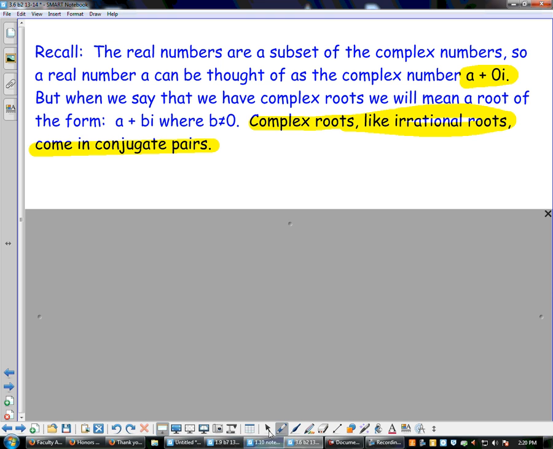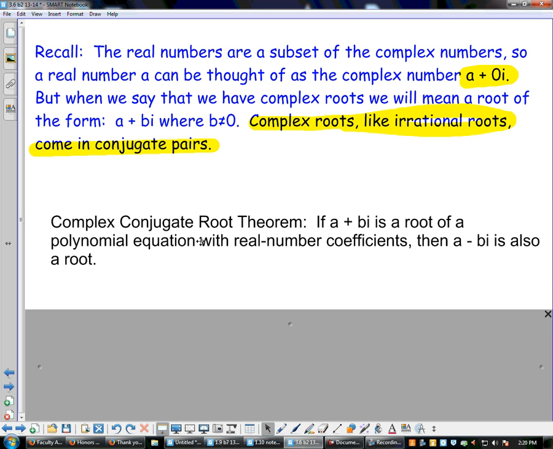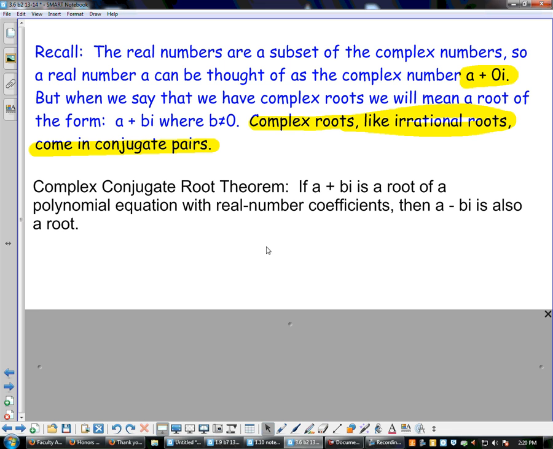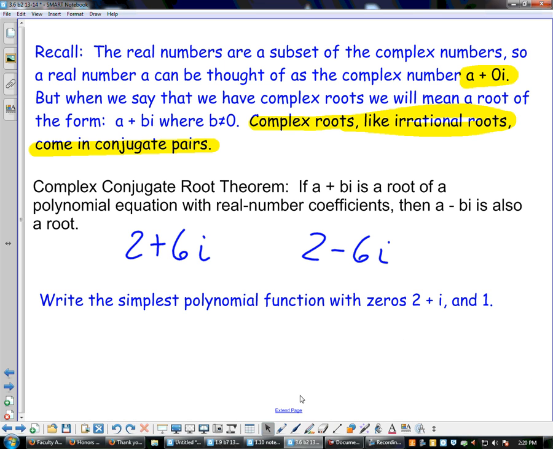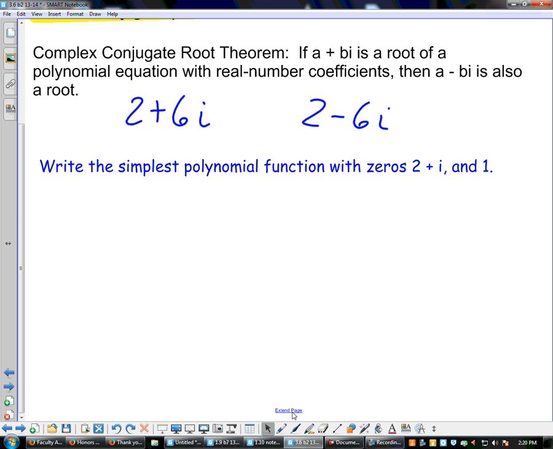All right. So that leads us to the complex conjugate root theorem. Again, I know that you read this in the section. This basically says if a plus bi is a root, then a minus bi is also going to be a root. So for example, if 2 plus 6i is a root, then 2 minus 6i will also be a root of the equation. So let's take a look at an example. Write the simplest polynomial function with zeros 2 plus i and 1. So what's the simplest polynomial function that has zeros of 2 plus i and 1?